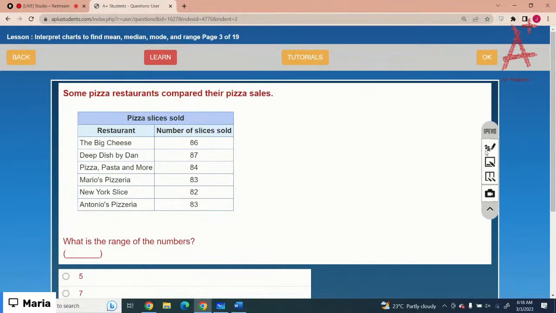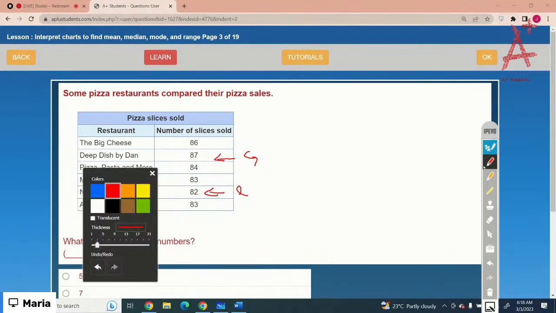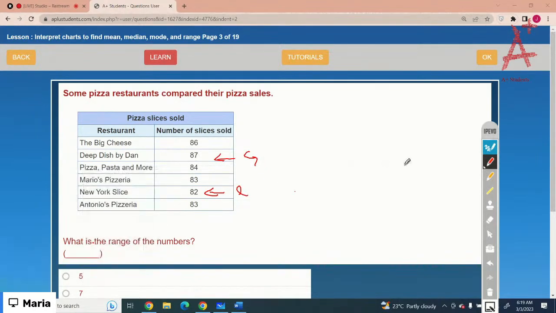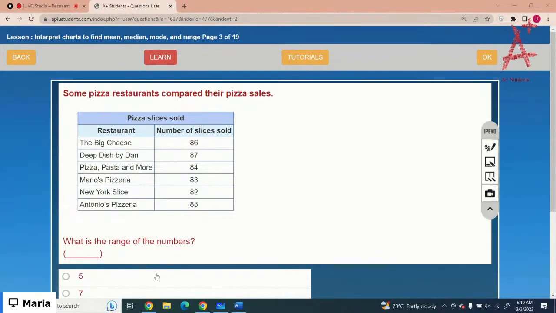So the least one in the data is 82 and 87 is the greatest one. So subtract the least out of the greatest. 87 minus 82 is 5. So the range of the data is 5. Got it? So the correct option is 5.